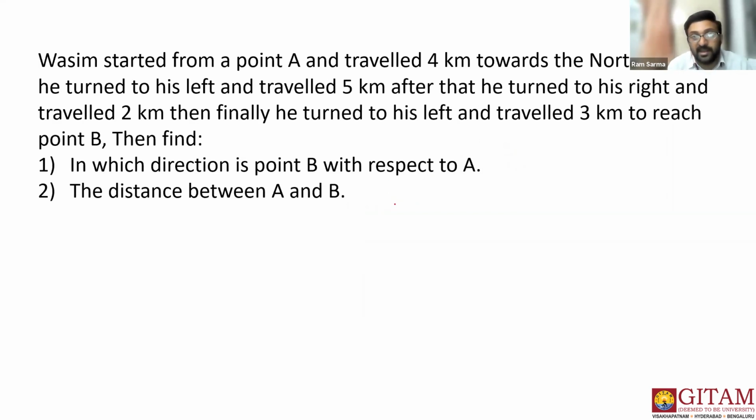Wasim started from a point A and traveled 4 kilometers towards north. So let us say, for instance, this is the initial position of Wasim. Let's say A. Traveled 4 kilometers towards the north. Let it be 4 kilometers. Then he turned to his left and traveled 5 kilometers. When a person is moving towards north, his left will be towards west. And the distance covered by this person now is 5 kilometers.